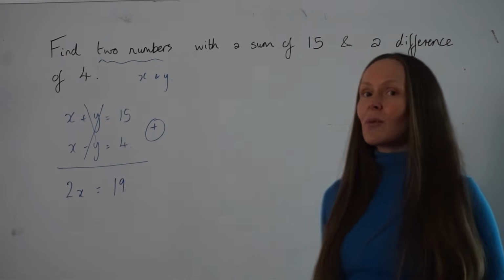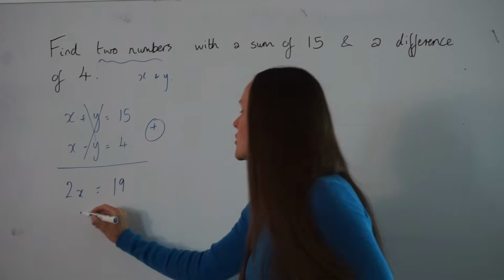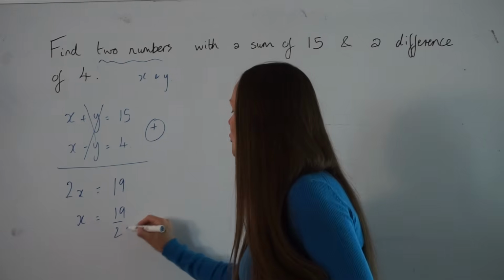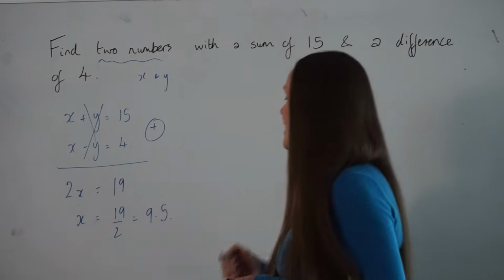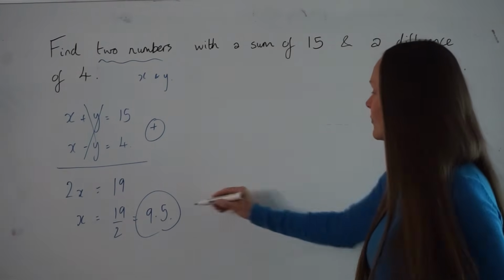So to solve this equation for x, we have to divide both sides of the equation by 2. So to work out x, we're dividing 19 by 2, and if you want to write this as a decimal, which is probably easier to work with, it's going to equal 9.5. Okay, so there's our first number.